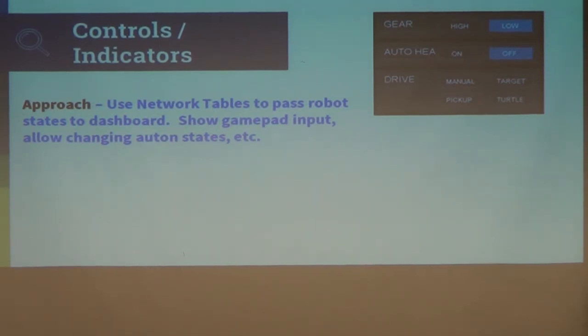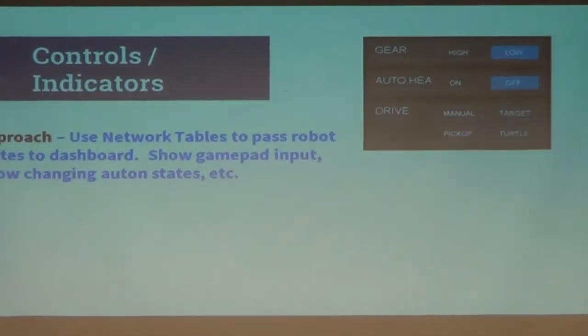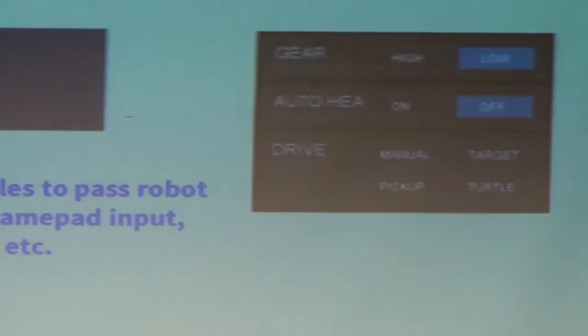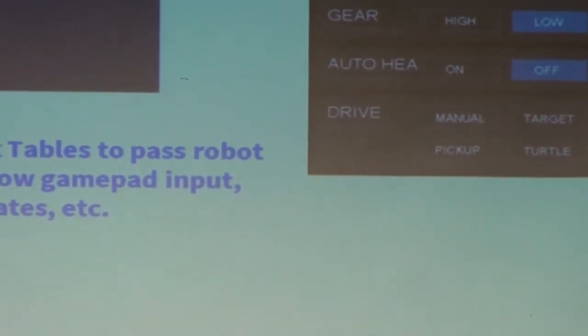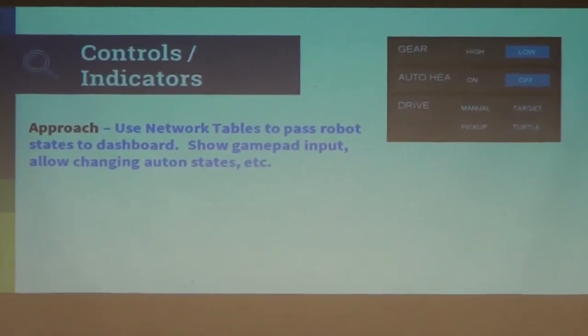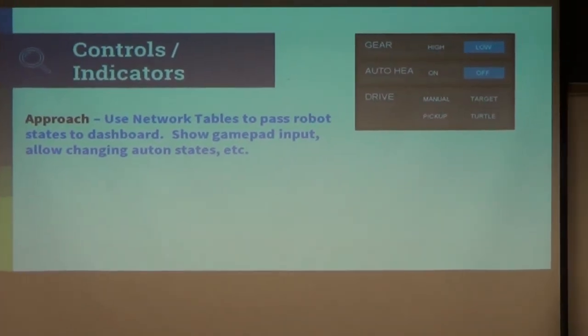Now, our indicators and controls, like showing whether you're in high or low gear, what we did is the robot would write to network tables, and then the dashboard would listen to the network table and see if the variable is true or false, and then show the icon appropriately. So network tables is a real nice tool for passing data between the robot and the driver station.